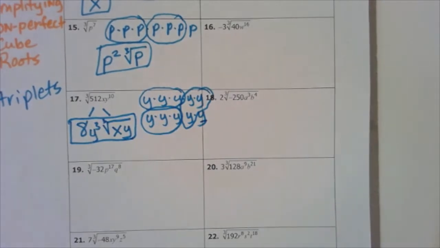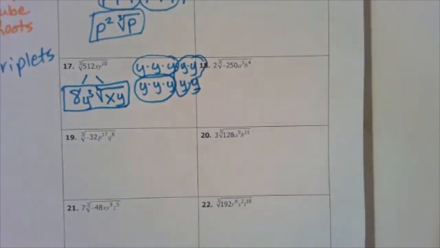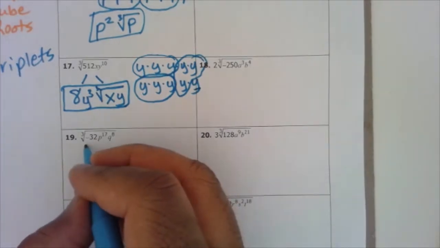Okay. So if I take a look at number 16 here, we've got a couple of things going on here. We've got some variables. We also have a negative cube root that we can break down as well. And I'll try to show you a little bit of a shortcut with the variables versus having to write them down so many times. So let's dive right in here with the negative 32.